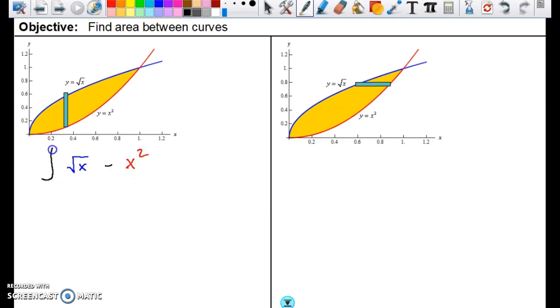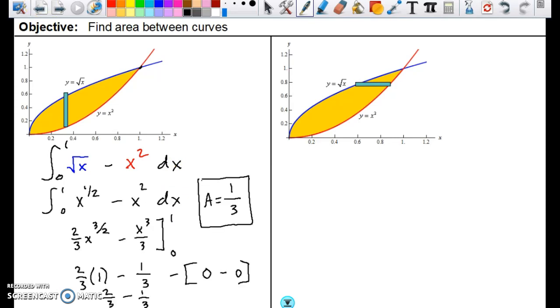x squared. And now I just need to integrate. What are the bounds of integration? Going from 0 to, looks like, approximately 1, dx. And this is with respect to x. I'm going to pause real quick and just do the integration for you so I don't waste time. After everything is said and done, using general power rules, I got the area is 1/3.